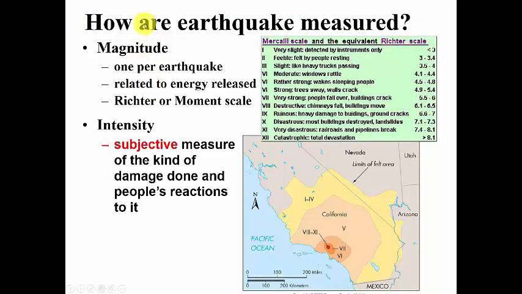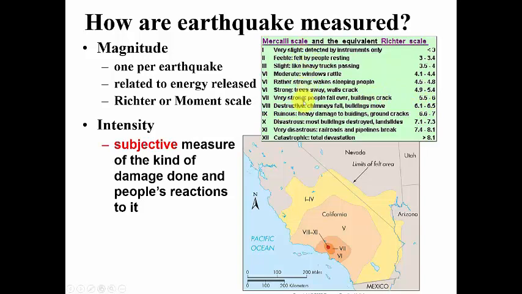So, how are earthquakes measured? Magnitude and intensity. Per earthquake, it's related to the energy release. And there are different scales: Mercalli, Richter, moment. And usually the Richter scale is what we hear in the news. It was like a 5.5 on the Richter scale, you know.